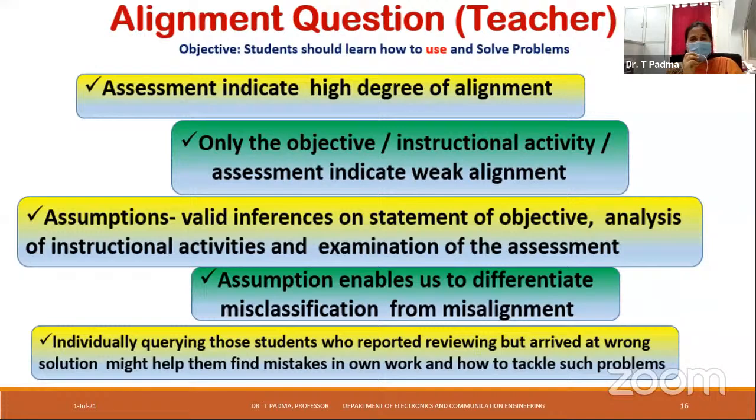So to have a good assessment or alignment, we need to have some assumptions. So what are those assumptions? Those assumptions should be valid inferences on the statement of objective, whether we have given a correct objective, and whether we are able to do the proper analysis of the instructions, activities and the examination of the assessment. These are the assumptions which are required for the alignment. If these assumptions are correct, then it will enable us to differentiate whether there is a misclassification or any misalignment.